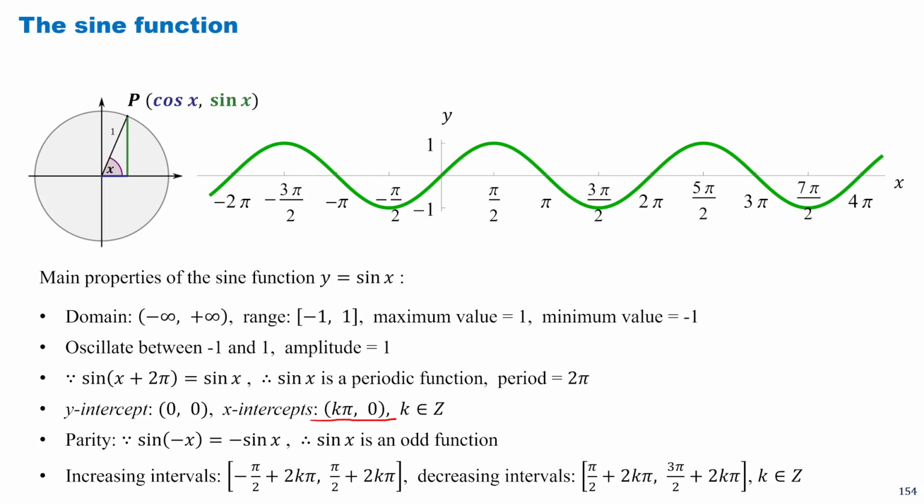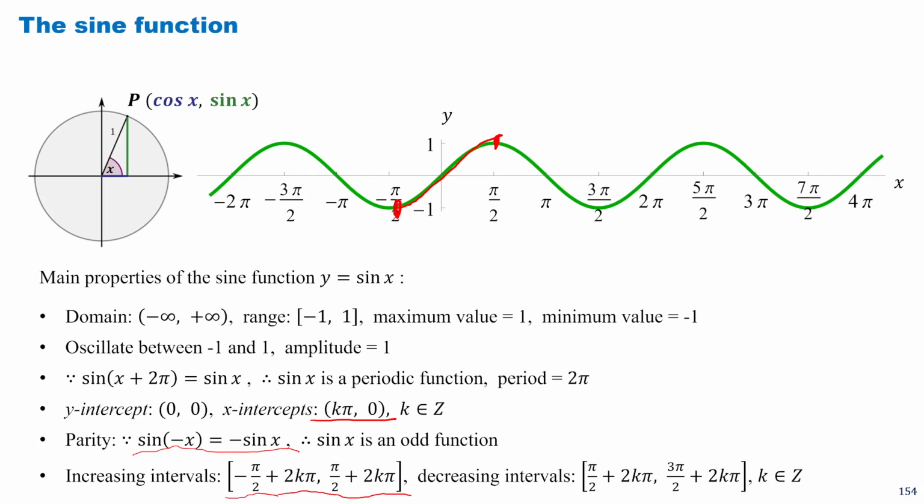And this function is an odd function because for any x belonging to the domain, we always have sine -x equals -sine x. So the graph of this function has point symmetry about the origin. And also we can express all its increasing intervals in this way. So basically you can find one of the increasing intervals, which is from -half pi to +half pi, and then plus 2k pi. So any increasing interval can be expressed in this way.